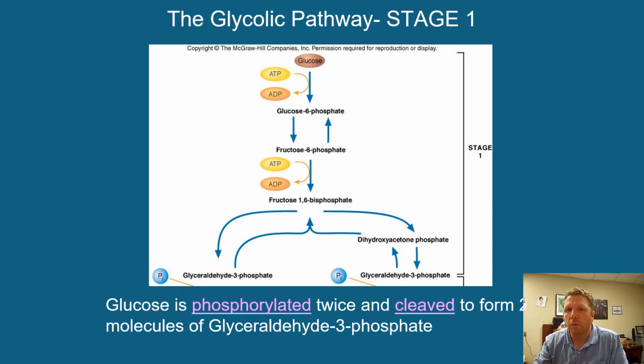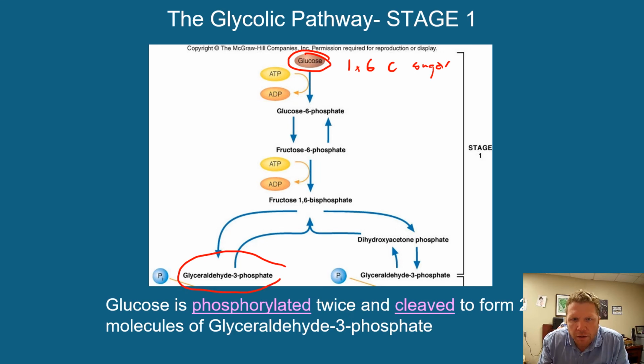Stage 1 is where we take our glucose molecule, our 1 6-carbon sugar, and we break it down with the help of a couple of different enzymes into 2 molecules of glyceraldehyde 3-phosphate. So that glyceraldehyde 3-phosphate is kind of our midpoint. The end of stage 1 results in the production of 2 molecules of glyceraldehyde 3-phosphate. Now, if you think about that name, these are molecules with a 3-carbon backbone and 1 phosphate on them.